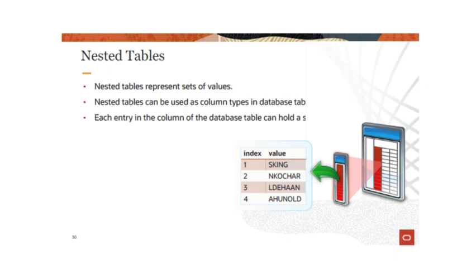Consider a situation where the HR manager has to store all the email IDs of employees working in a department. In this case, using nested tables would be an appropriate choice. Unlike associative arrays, nested tables can be defined as columns of a table in the database, where each entry in the column can hold a set of values. Nested tables represent sets of values. You can think of them as one-dimensional arrays with no declared number of elements.